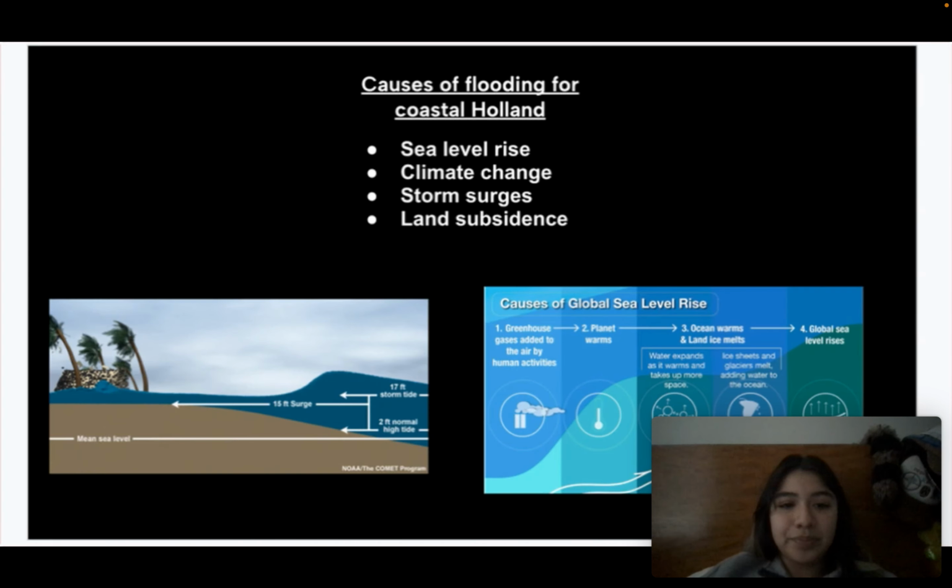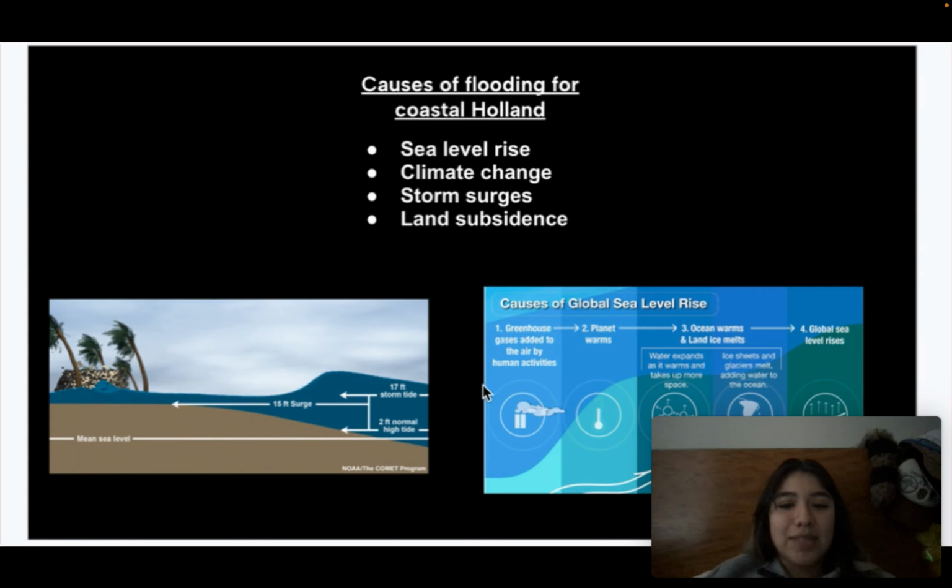Continuing on, a few causes of flooding for coastal Holland are going to be sea level rise, climate change, storm surges, and land subsidence. To highlight what sea level rise is, as we've learned in class, it can happen naturally, and it has happened naturally, which is known as eustatic change. But more recently, it's been caused by humans, I guess you can say.